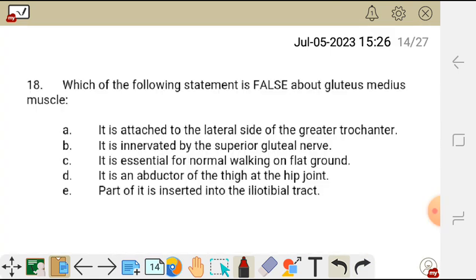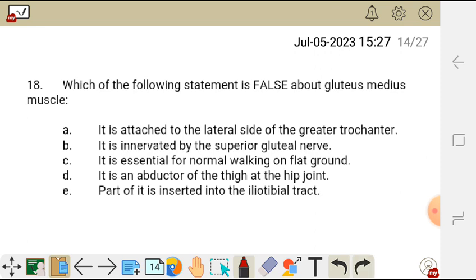Okay, question 18. Which of the following statements is false about gluteus medius muscle? A, it is attached to the lateral side of the greater trochanter. B, it is innervated by the superior gluteal nerve. C, it is essential for normal walking on flat ground. D, it is an abductor of the thigh at the hip joint. E, part of it is inserted into the iliotibial tract.